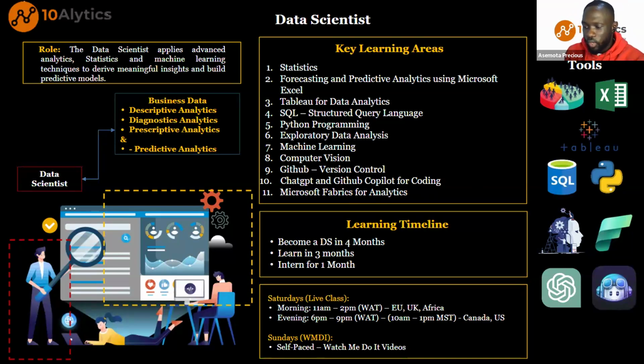All right. So you see that we are adding it at the end points, not at the beginning, so that you don't get lazy. We show you how you can do everything yourself. And then we show you how you can make your life easy with GitHub and GitHub Copilot for coding. Simple as that. And then Microsoft Fabric for data analytics. So these are additional tools that you add to make your CV more robust and your skill sets robust. All in the space of what? 4 months.